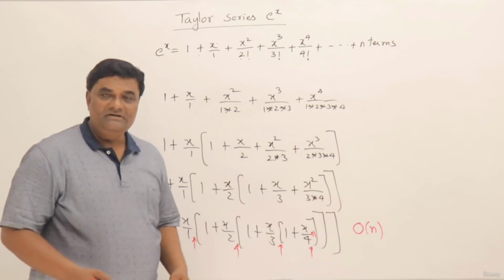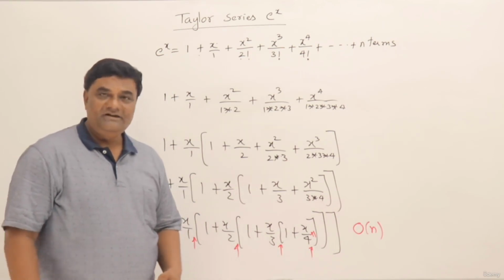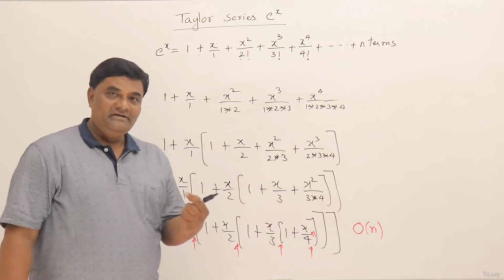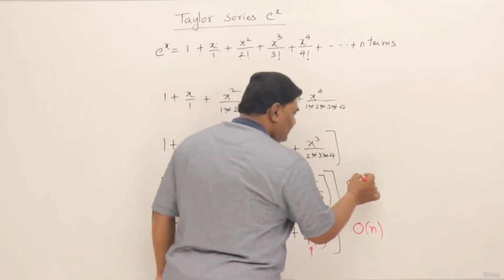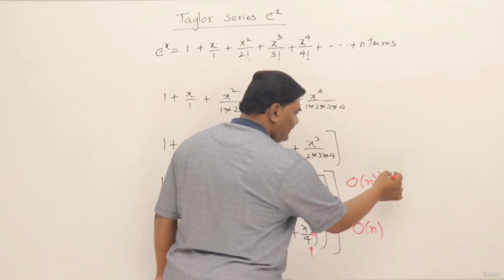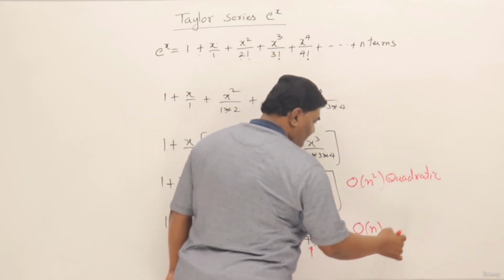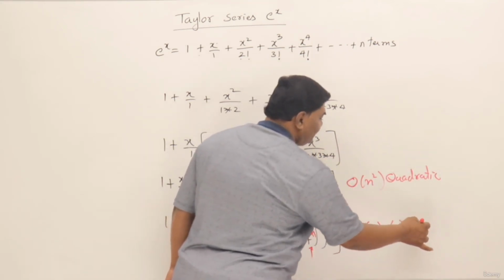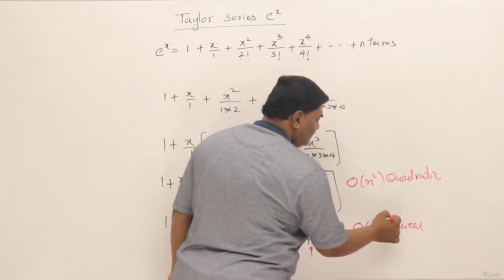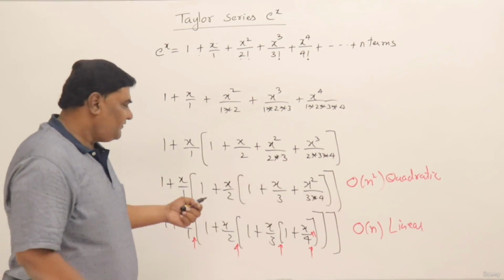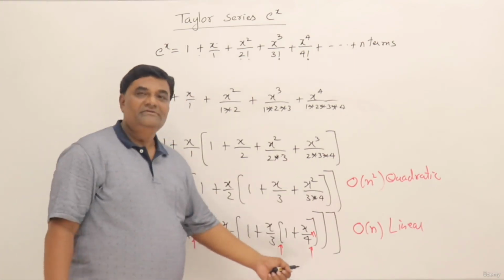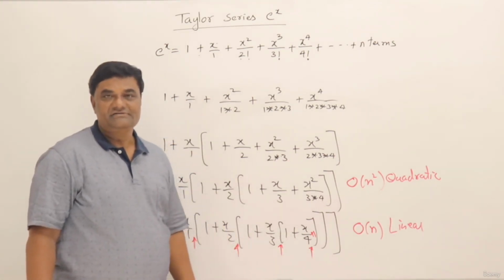Yes, by taking commons, we can reduce the number of multiplications from quadratic, that is square, to linear. We have reduced the time. Earlier it was n square. This is quadratic, so the time was quadratic. Now the time is linear. So this is faster. One observation is that by taking commons, we can reduce the number of multiplications.